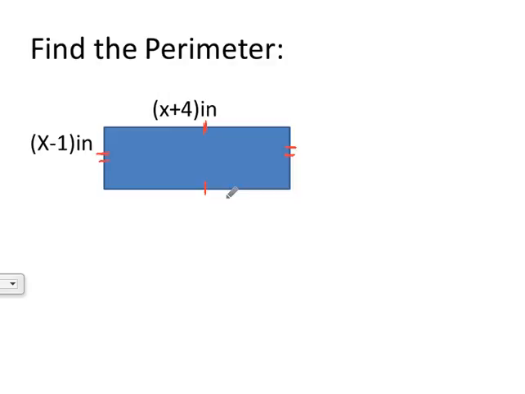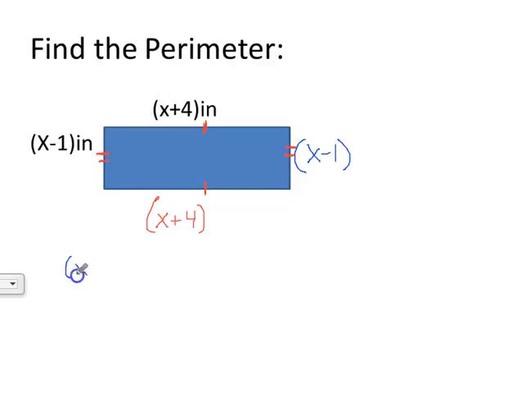So knowing that property, if this side is x plus 4, this side must be x plus 4 as well. If this side is x minus 1, this side must also be x minus 1. And if we need to find the perimeter, remember the perimeter is just if you add up all the sides together. So let's do that. Just because it's got variables, don't let that confuse you. Let's just write it down as is.